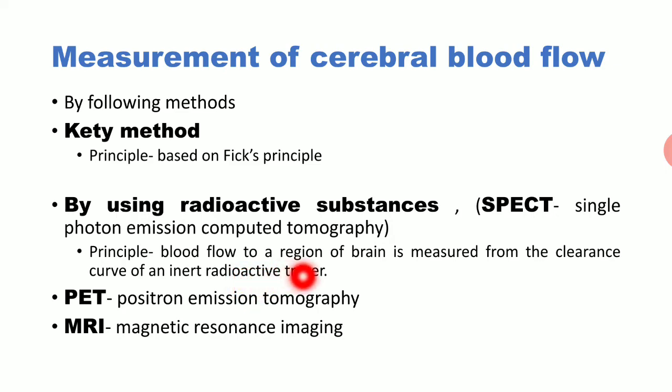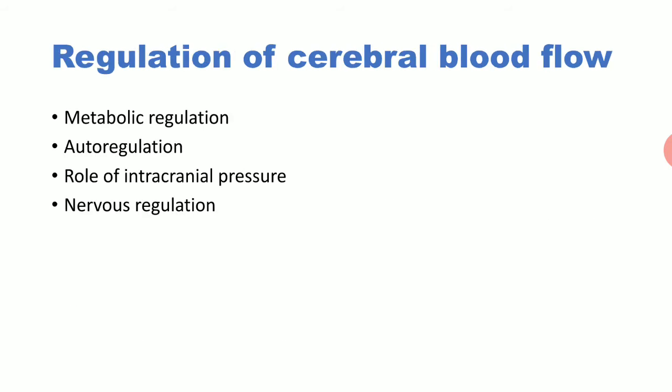Principle: blood flow to the region of the brain is measured from the clearance curve of an inert radioactive tracer. PET is positron emission tomography, another method for measurement. And MRI is magnetic resonance imaging. So there are four methods for measurement of cerebral blood flow.